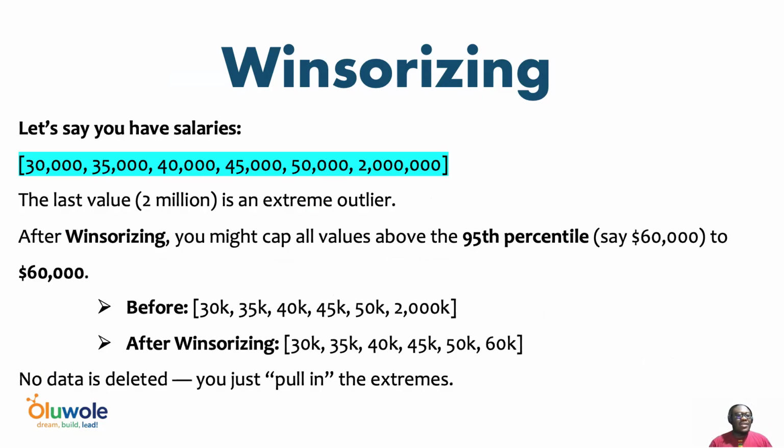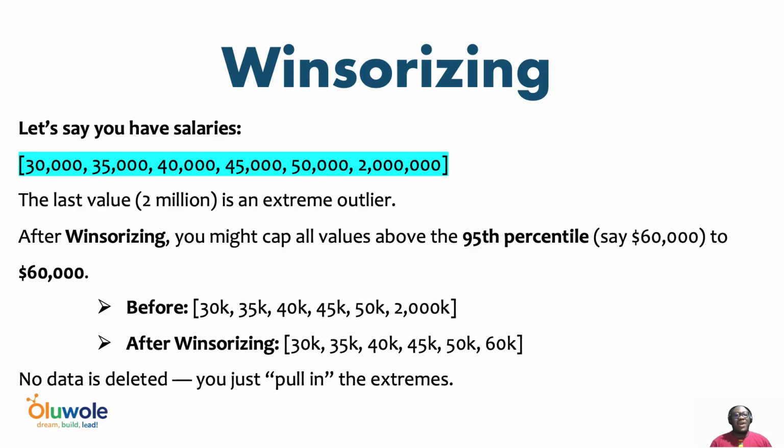So you can see, look at this example. Let's say you have salaries: 30,000, 35,000, 45,000, 40,000, 45,000, 50,000. Can you see 2 million? 2 million is an extreme. So after Winsorization, you might cap all the values that are above the 95th percentile, say 60,000, to 60,000. So that's what we do. We now say the 95th percentile should be 60,000.